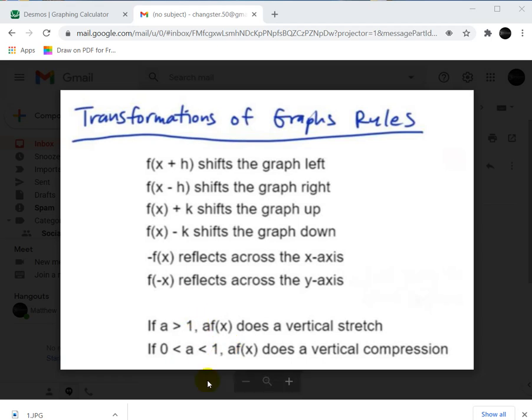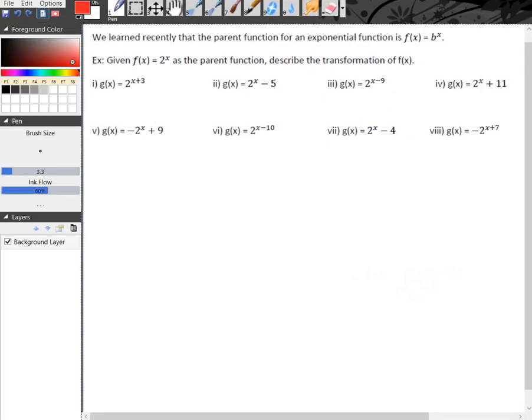Let's look at some examples, just to give you some context. We learned recently that the parent function for an exponential function is of this form: f of x equals a constant raised to some power. Let's say we're given the function f of x equals 2 raised to the power of x as a parent function, and we want to describe the transformation of f of x.